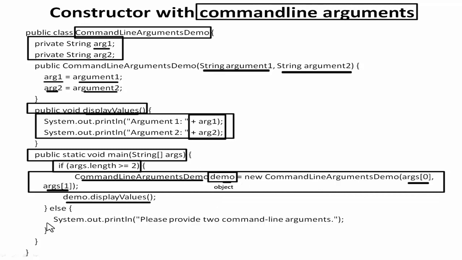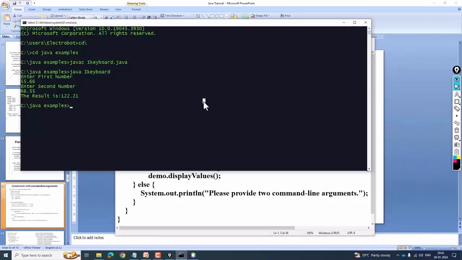Else, if you are entering more arguments, at that time it has to display a message: please provide two command line arguments. Now javac CommandLineArgumentsDemo.java. Next execute the program: java CommandLineArgumentsDemo. Now we have not passed command line arguments, so it has shown please provide two command line arguments.